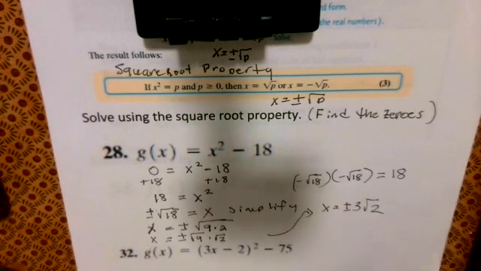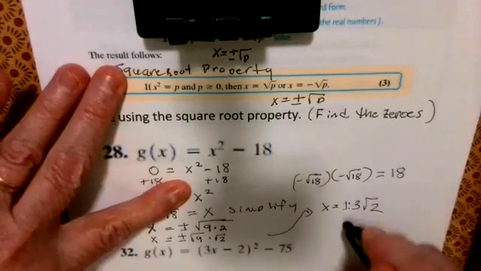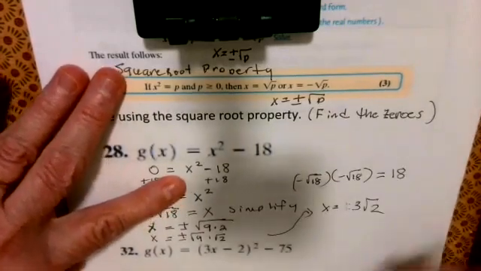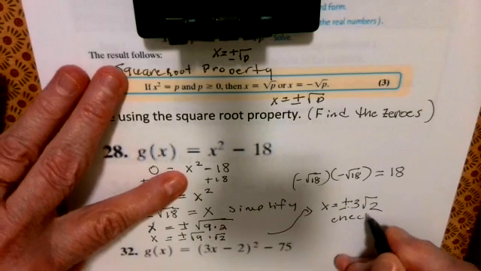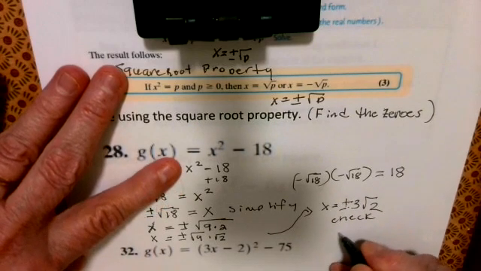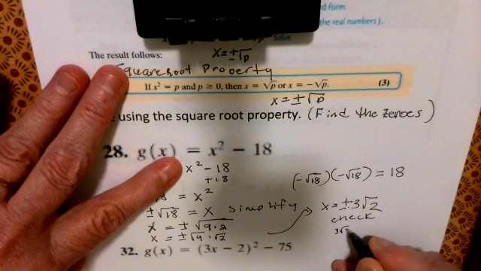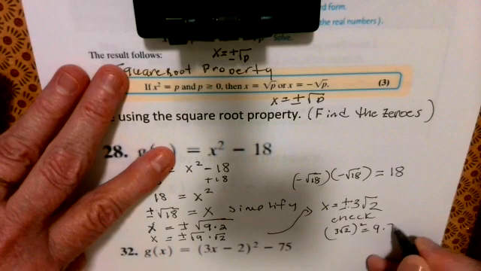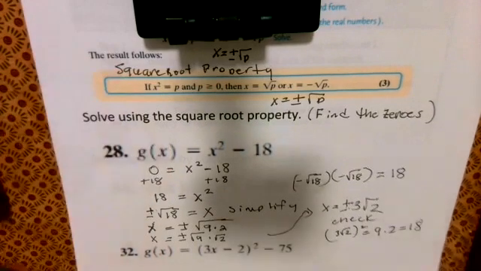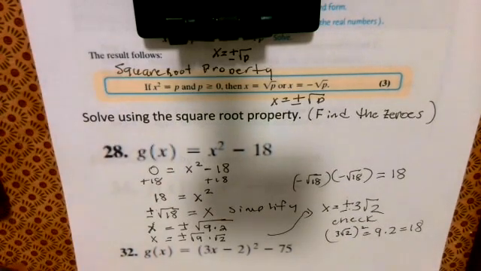You can check it. Check them one at a time. So if you do the positive 3 times the square root of 2, and you square that, you get 9 times 2, which is 18. And the same thing if it's a negative.